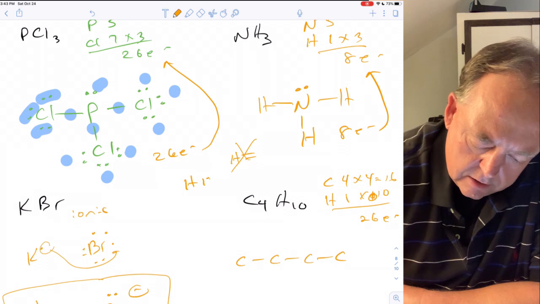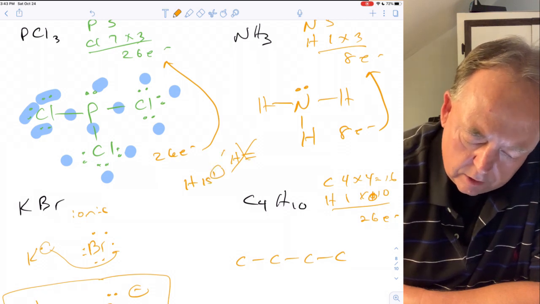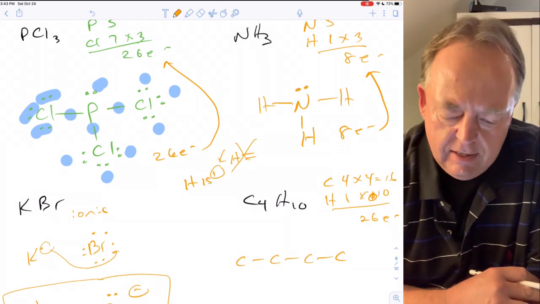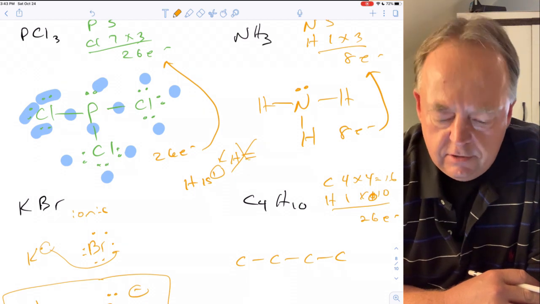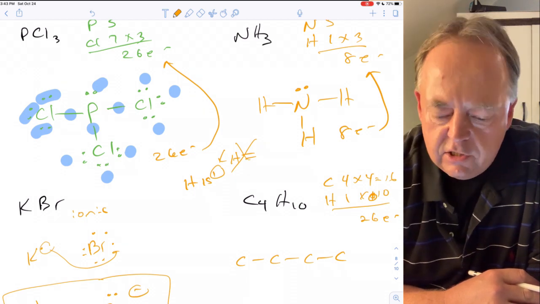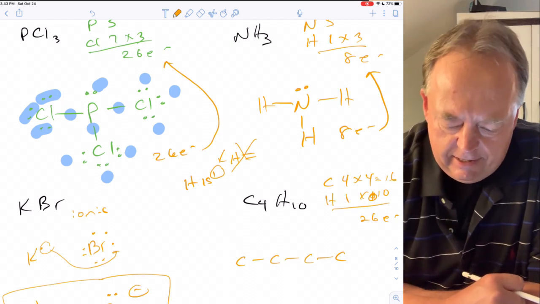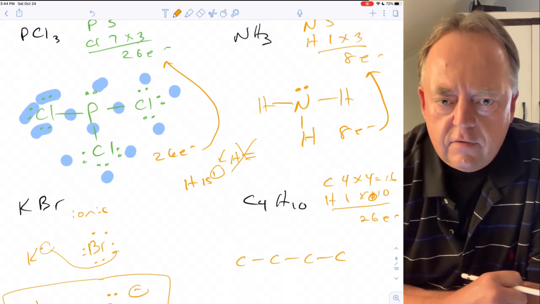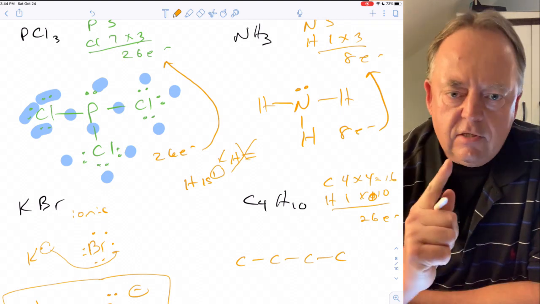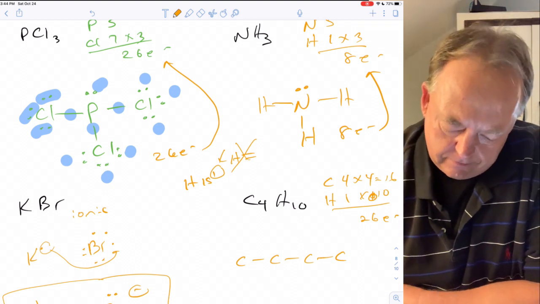Because hydrogen is 1s1, and it only wants one more electron to become 1s2. So hydrogen can't have two bonds. So if you put two bonds on hydrogen in this class, or if you go into organic chemistry and you put two bonds on hydrogen, it will be wrong 100% of the time. Right? Hydrogen likes one bond.